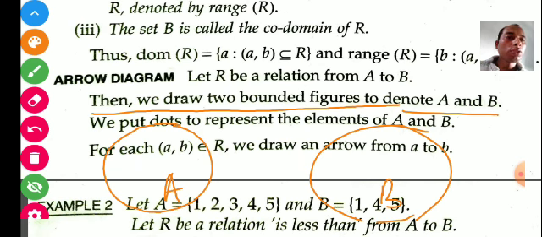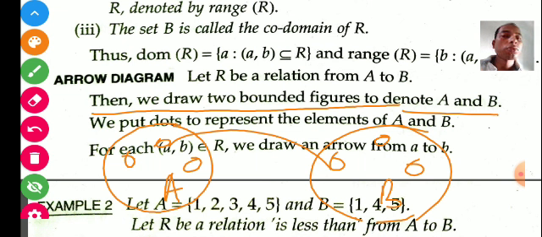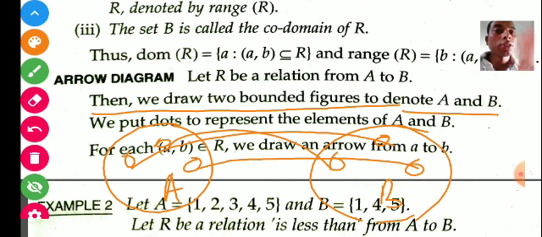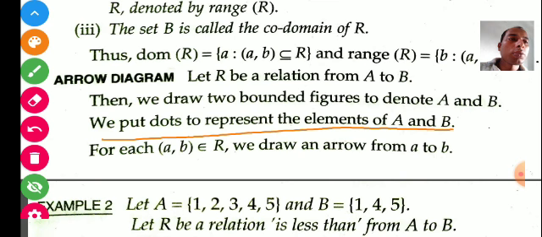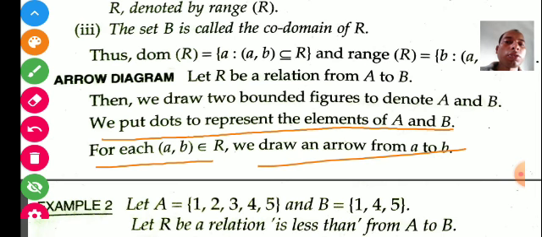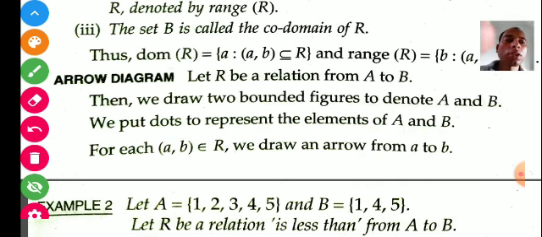We put dots to represent elements. Suppose this is a, b, c, and here also a, b, c. If a is related to some elements, and this one is related with some elements, this figure is known as an arrow diagram. So we put dots to represent the elements of A and B. For each (a, b) belonging to R, we draw an arrow from a to b. We will see that in the next question.